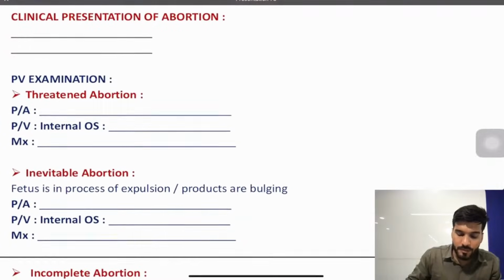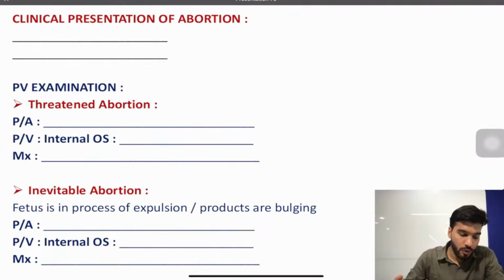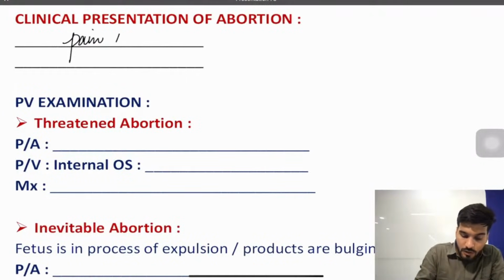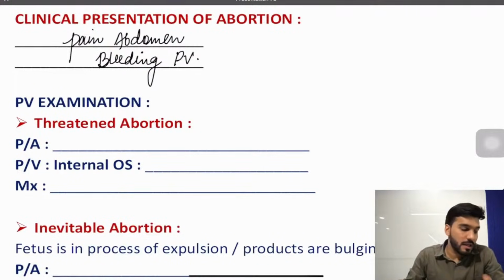Now clinical presentation of abortion. Now the types of abortion, how the patient of abortion will present. You already know that the patient of abortion will have 2 symptoms. First, the patient will complain of pain abdomen, and second, bleeding per vaginal.